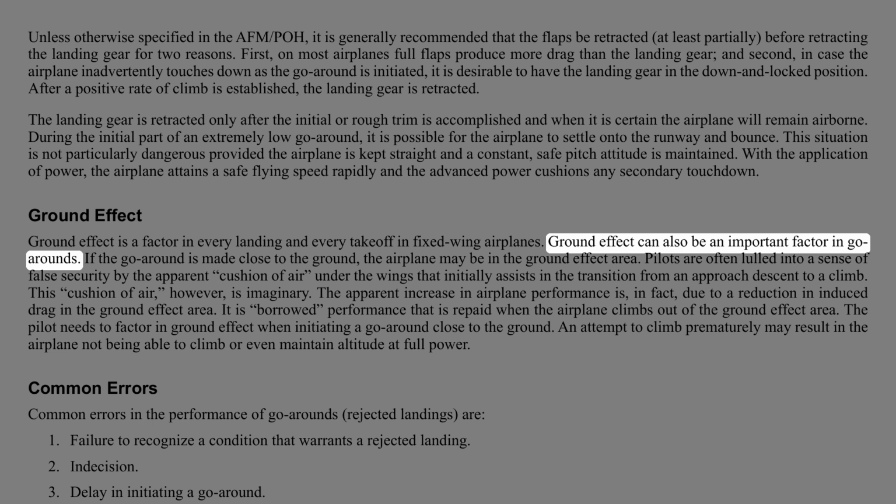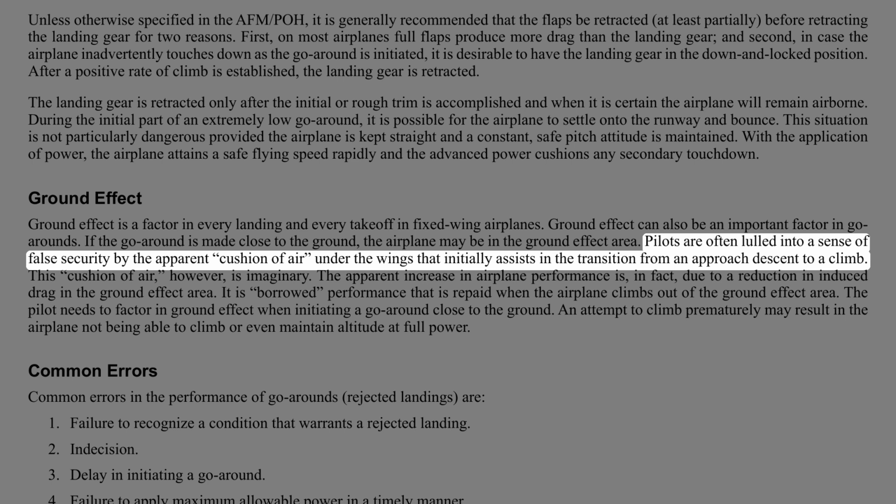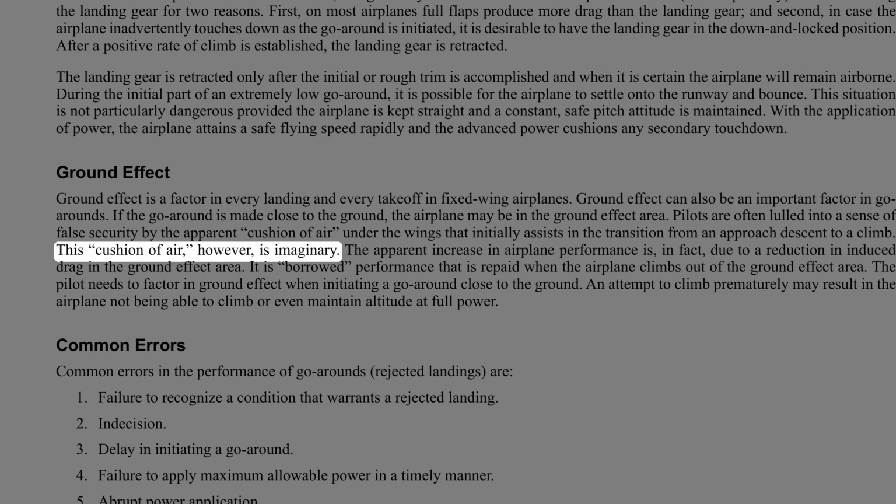Ground effect. Ground effect is a factor in every landing and every takeoff in fixed-wing airplanes. Ground effect can also be an important factor in go-arounds. If the go-around is made close to the ground, the airplane may be in the ground effect area. Pilots are often lulled into a sense of false security by the apparent cushion of air under the wings that initially assists in the transition from an approach descent to a climb. This cushion of air, however, is imaginary.